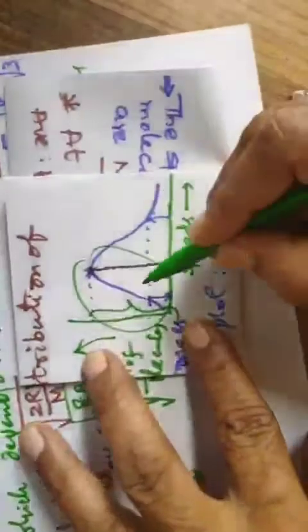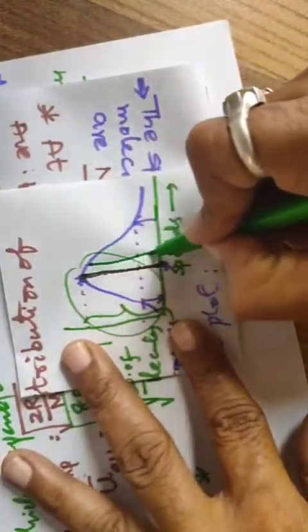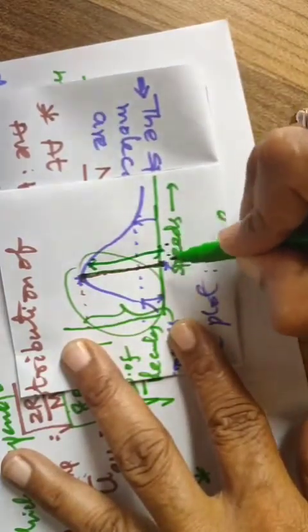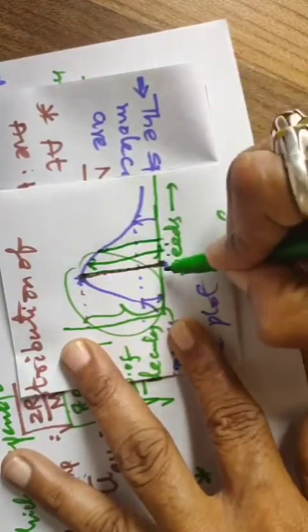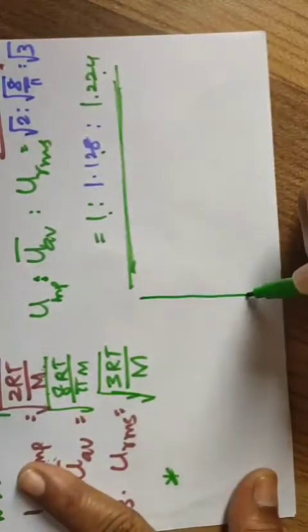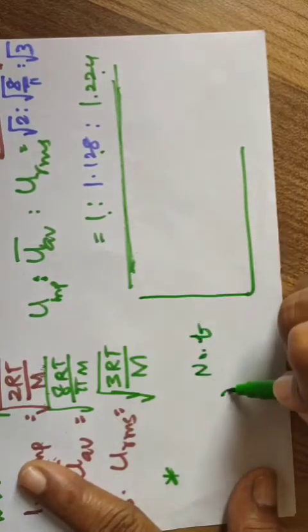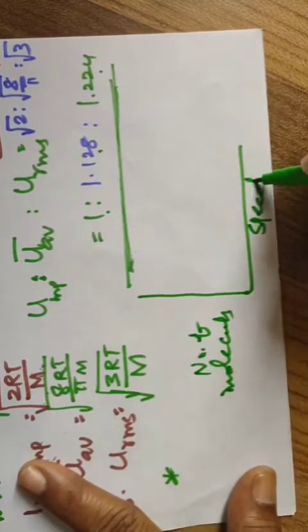Observe this one. This is the most probable velocity, and this velocity is known as average velocity. Average velocity is greater than most probable velocity, and then comes RMS velocity. So this will be taken as a graph in this case: number of molecules versus different speeds.